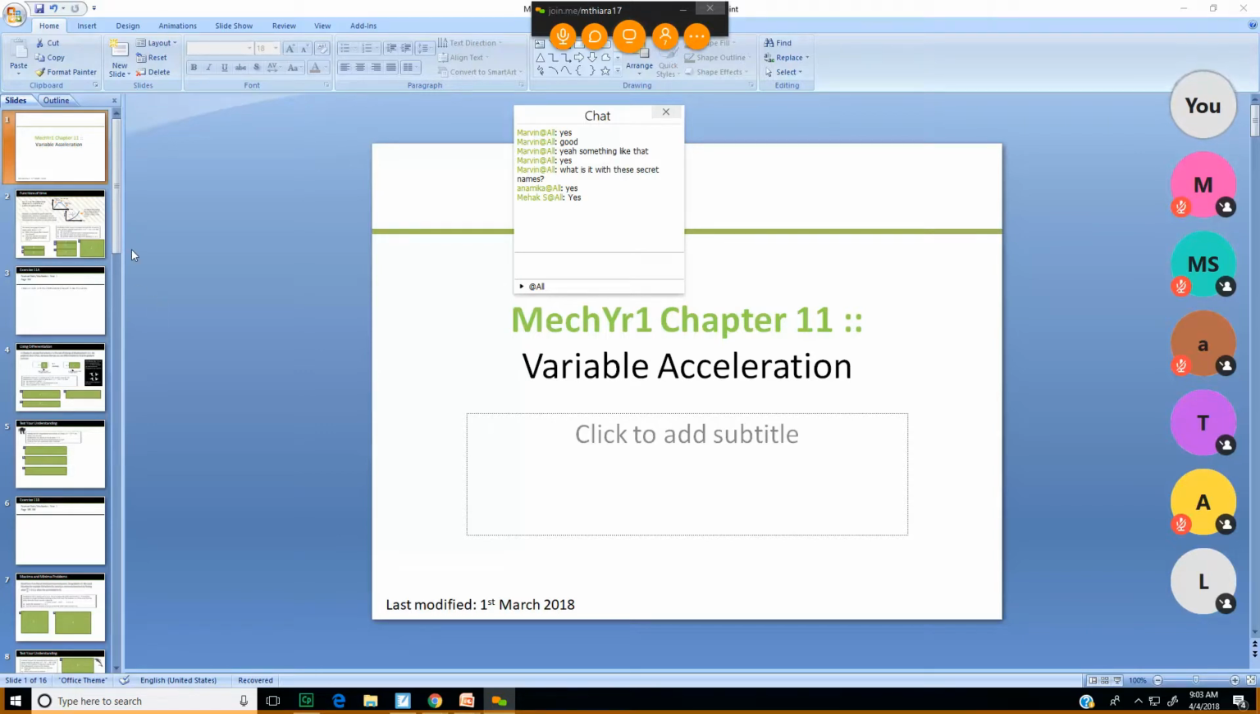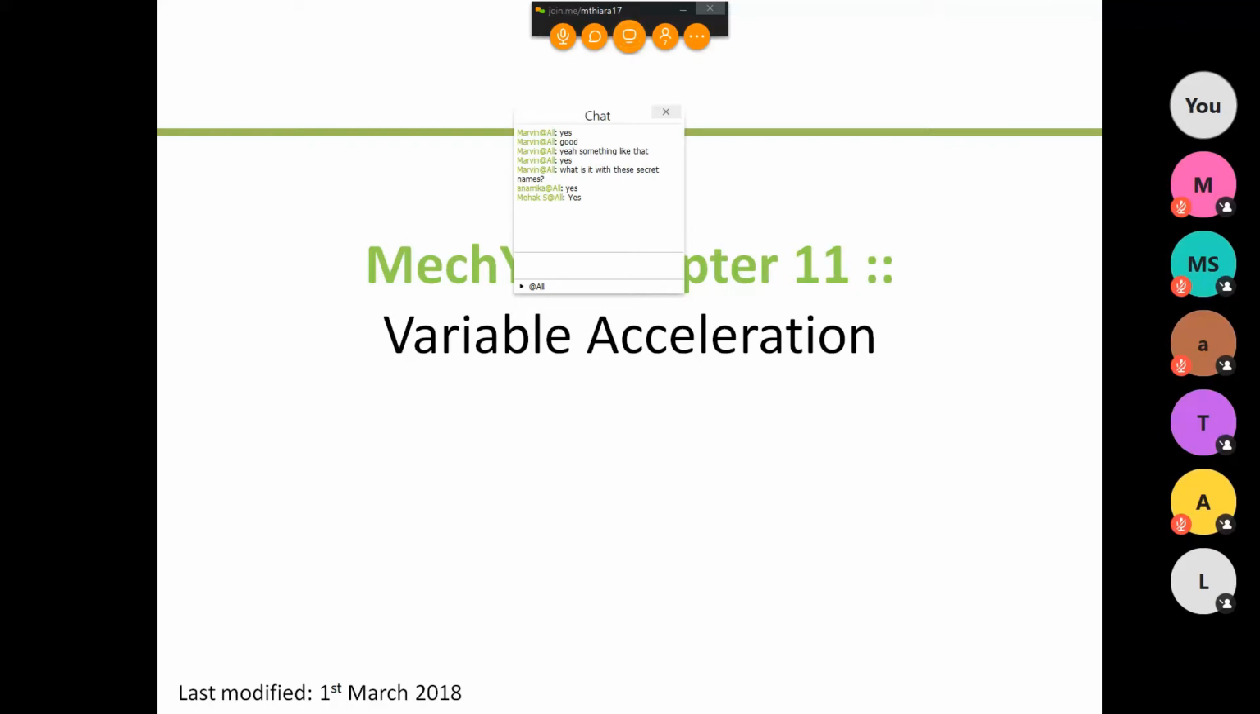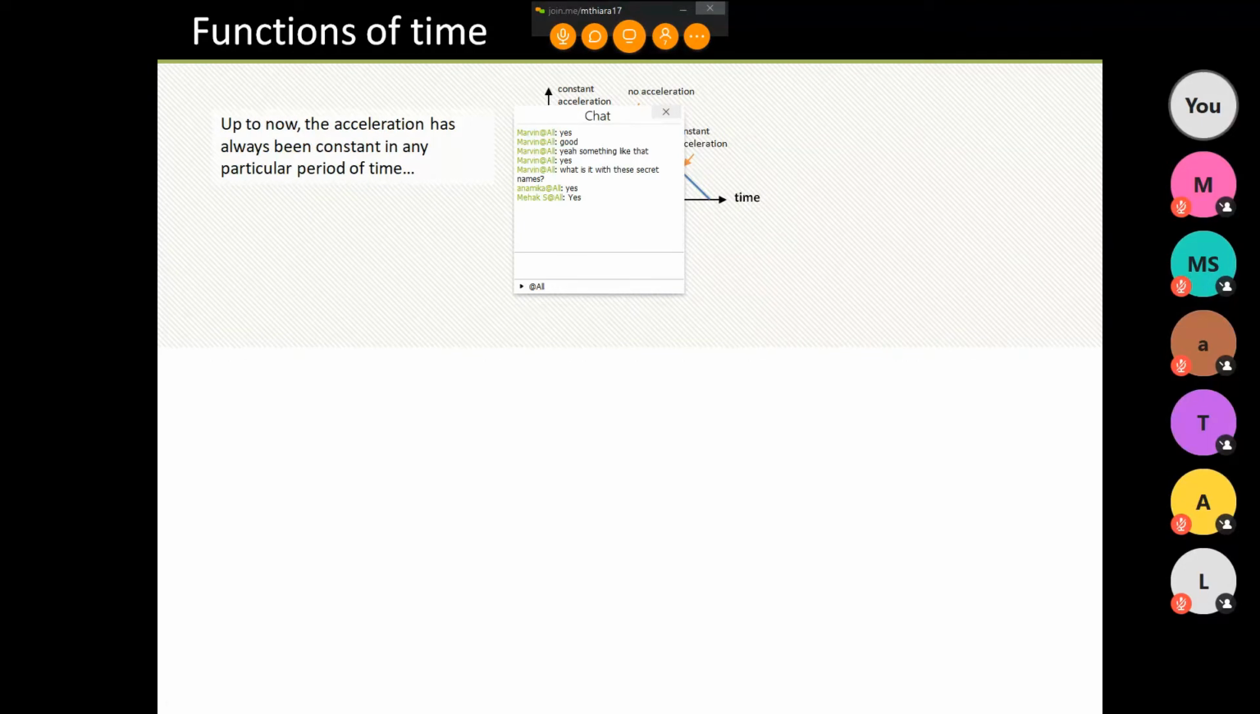Right, so today we'll be looking at variable acceleration. This is chapter 11. It should be fairly easy. It's easier than the things that we've done before, I feel, for example, the forces and pulleys and things.